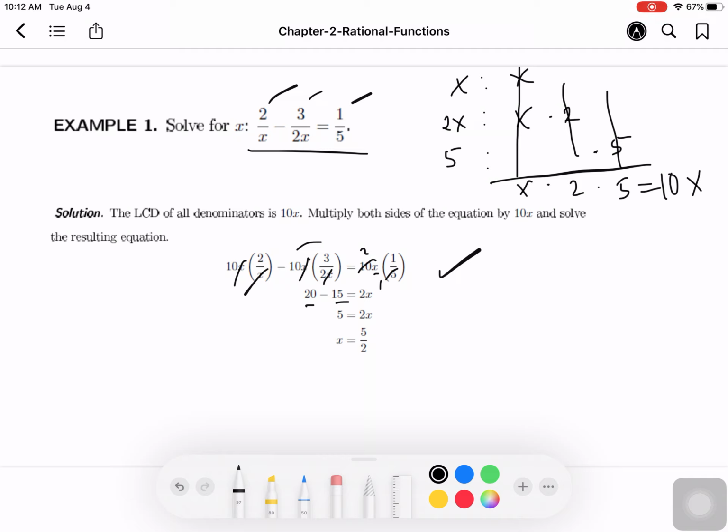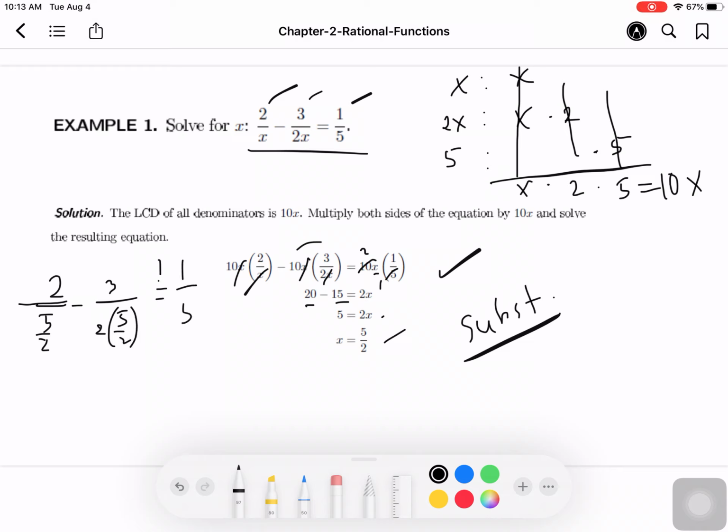So 20 minus 15 is 5 equals 2x. Then divide both sides by 2. So we have x is equal to 5 halves. Then you can check, no? Substitute if you want to check. How do you substitute? So you din lang. Okay, 2 over 5 halves minus 3 over 2 times 5 halves. Is it equal to 1/5?